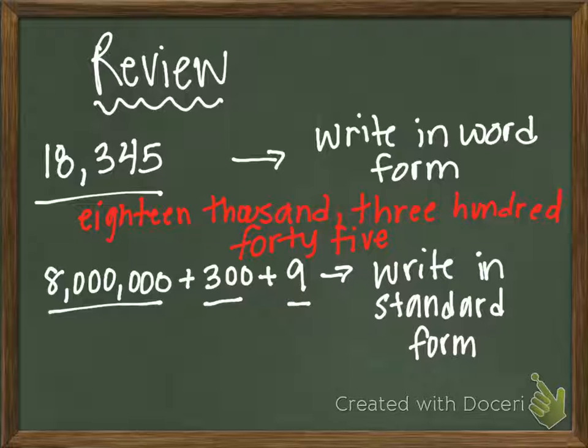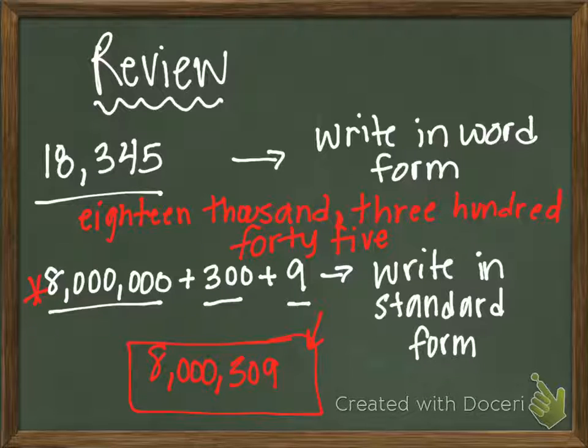So the first one, you should have written 18,000, put our little comma, 345. And the second one should look like this in standard form, 8,309,000. If you are having trouble with this one, the best way to make it into standard form is to simply add them all up. When you add them all up, you get standard form.